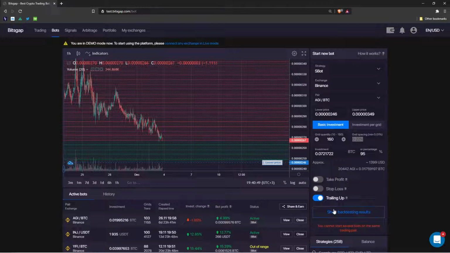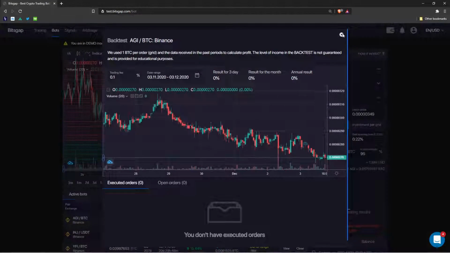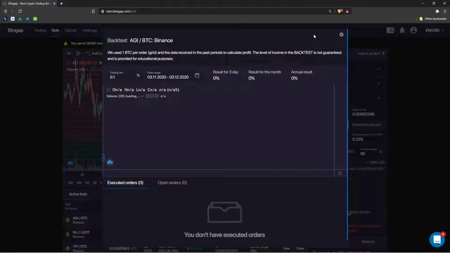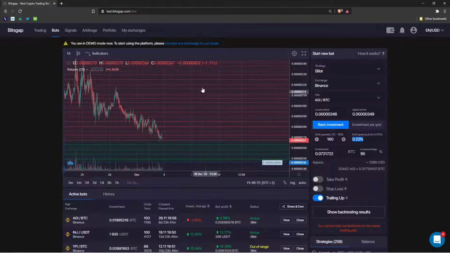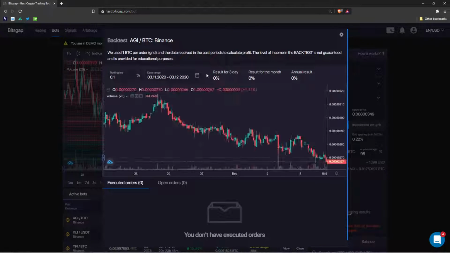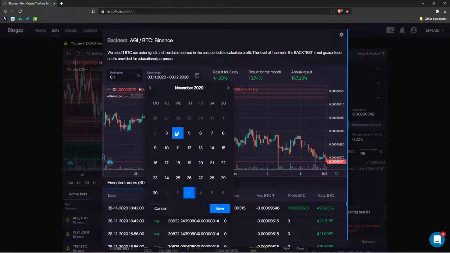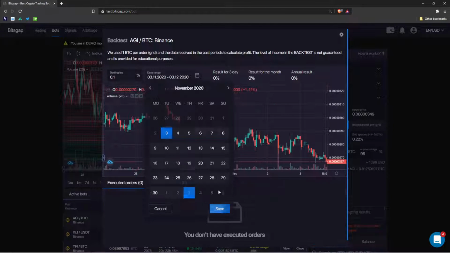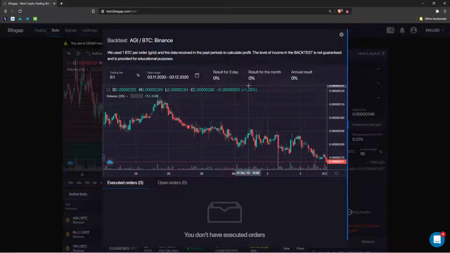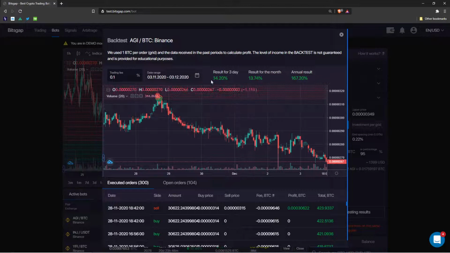And you can always backtest strategies by clicking on backtesting. So what would be the performance of this configuration with 160 grid levels on this cryptocurrency pair within the period of the last month, let's say. So let's select from the 3rd of November until today, and you will find the exact performance of the bot. So that's 14% over here.